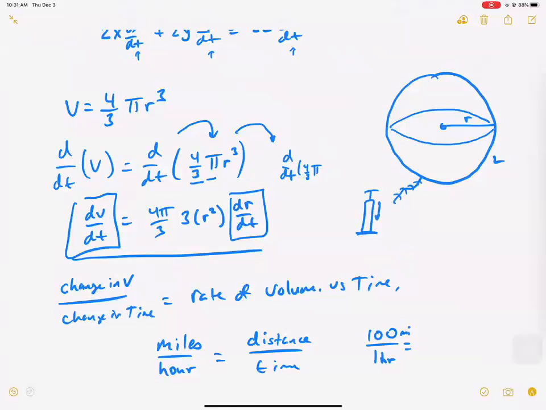I can tell you how fast the volume is changing in relationship to how fast the radius is increasing. And that's what this equation says. You tell me the radius that we're at, how fast the radius is changing, how much air you're pumping in to increase the radius. Or the other way around, I can tell you how much volume is being pumped in, and then I can tell you how fast that radius is growing or shrinking.